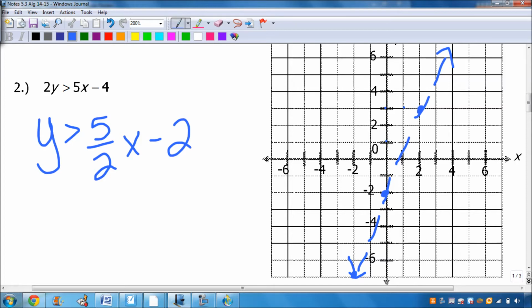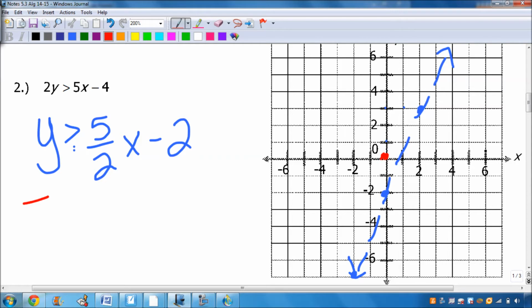Well, it says greater than, so it seems to make sense that shading above would work. So I'm going to check any coordinate that I want above it to see if it works or not. So I'm going to try 0, 0 again, just to see if it works. It happens to be that 0, 0, the origin, is in the area that we want it to be in. Again, it doesn't always work out that way.